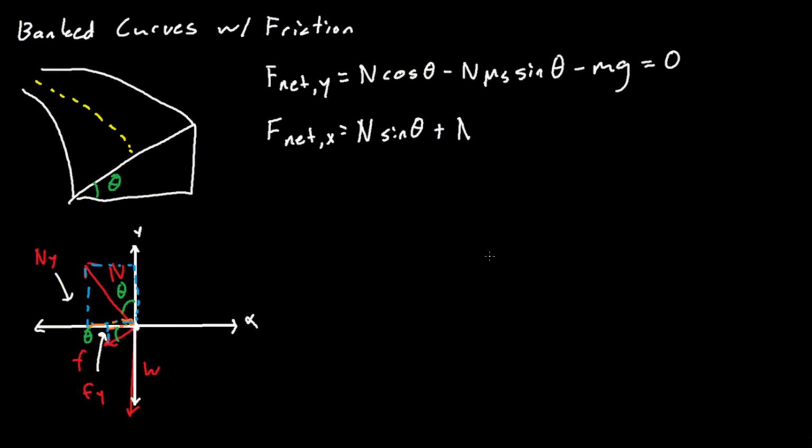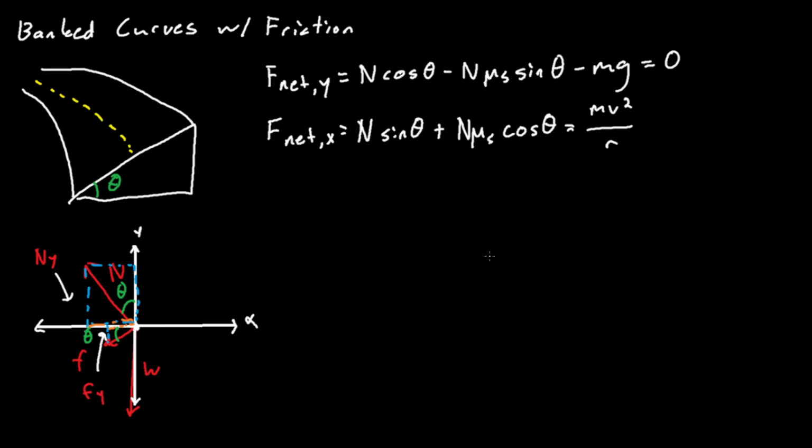And we also have our x component of our friction force, which is just normal force times friction coefficient times the cosine of theta. And since all these forces are pointing towards the center of the curve in the negative x direction, this is also equal to the centripetal force. So these are the two things that actually contribute to our centripetal force when we're driving around a banked curve, or at least the two components.